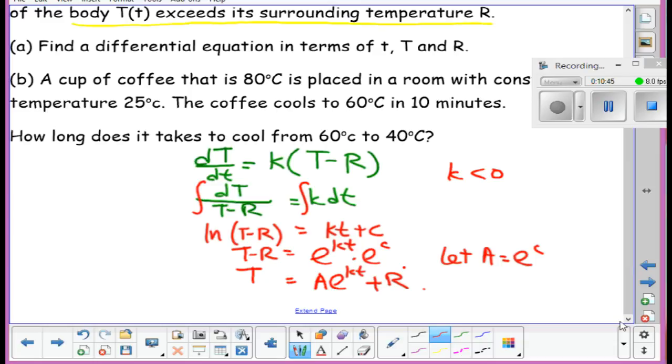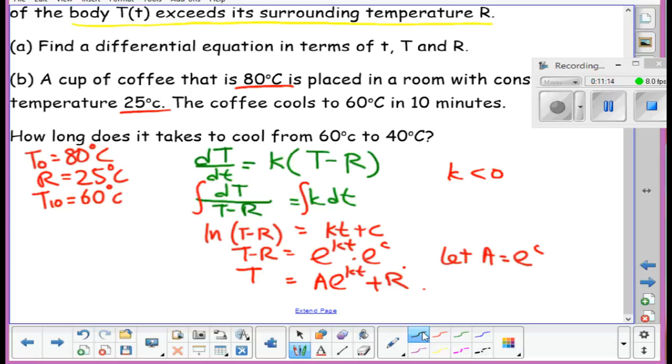So next thing, we use the other information given. That is, the coffee started at 80 degrees Celsius and is placed in a room temperature, so T0 in this case is 80 degrees Celsius and room temperature is 25 degrees Celsius. And the cooling takes place, that is when it is in 10 minutes' time, this is 60 degrees Celsius. So we can use this information to calculate for my k, the rate of change.